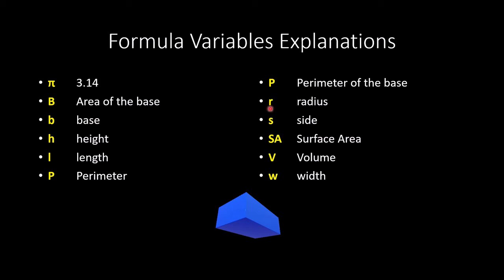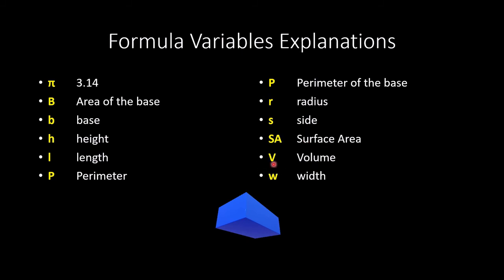We also have this lowercase r, which means radius. We already know what the radius is. The radius is the distance between the center point of a circle to any of the edges of that circle. And remember that the radius is always half of the diameter. I also have the lowercase s, which stands for the side. The side can be any of these sides in here. All of these are sides, even though this is a base. I have a bottom base and a top base above this three-dimensional figure. They're all sides. Uppercase SA stands for surface area.